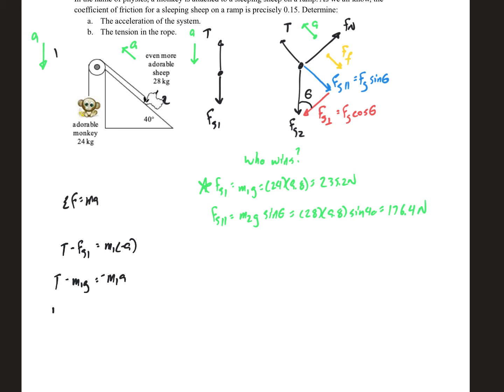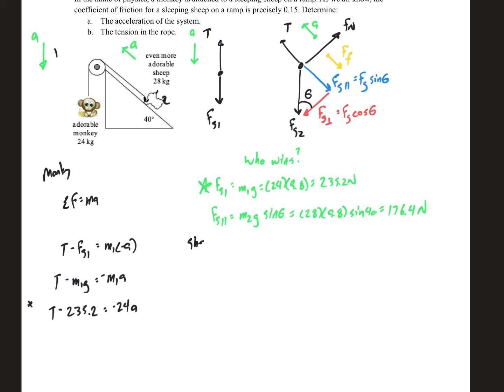Giving me tension minus, let's see, 24 times 9.8 should be about 235. We just figured that out. Equals negative 24 times A, right? So there's our first equation we're going to get to use there. Now let's do, so this was for the monkey.